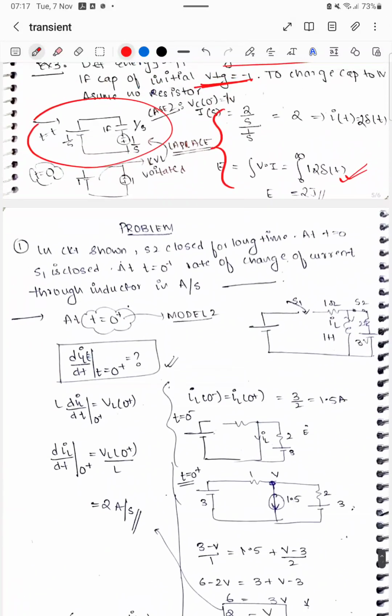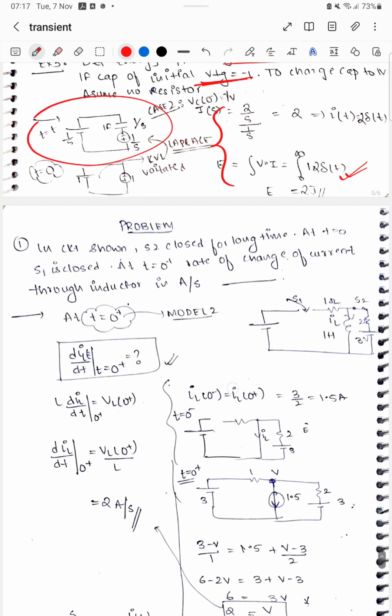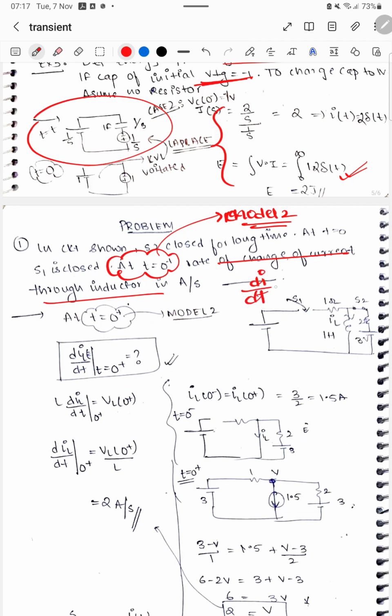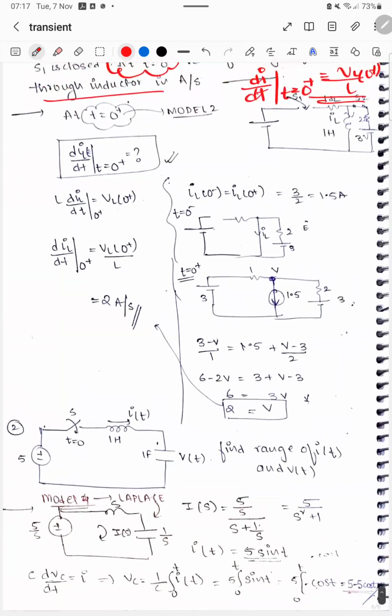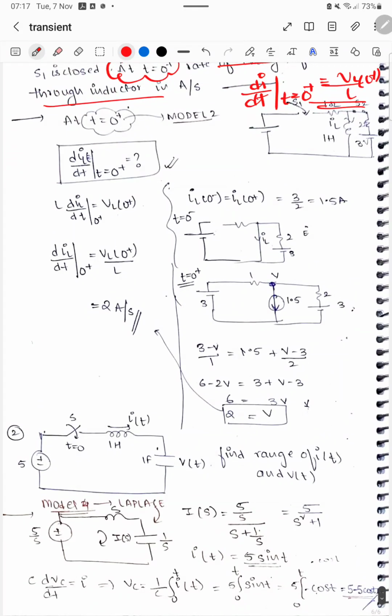Then one of the questions: in the circuit shown, S2 is closed after a long time at t equals 0+, so clearly it is nothing but model 2. It asks for the rate of change of current, di/dt at t equals 0+, which you find as VL upon L at 0+, simply nothing more. Then the very last question, we are asked to find the range of IT.